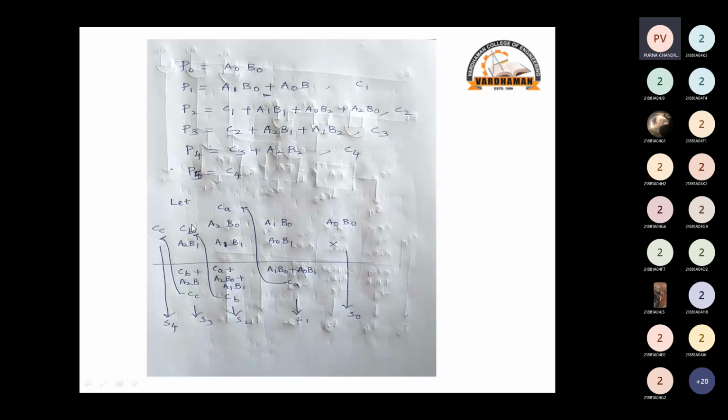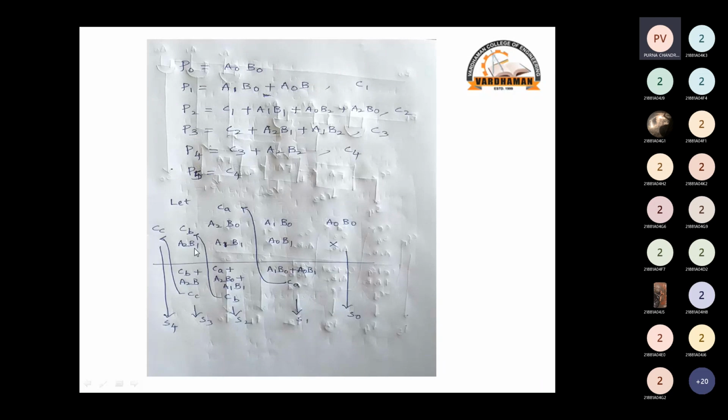Here we have to add CB and A2 B1. B1 is not written here, so try to write B1 here. The carry is CC. This goes here directly, so S4 is equal to CC. Now S0 is equal to A0 B0. S1 is here, S2 is here, S3 is here, S4 is here.